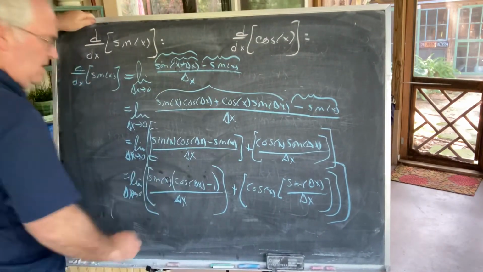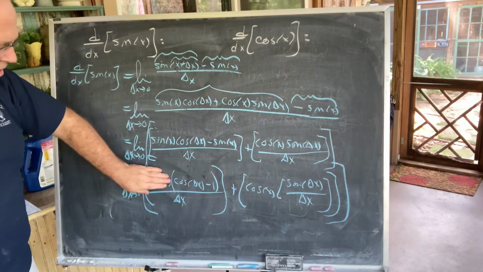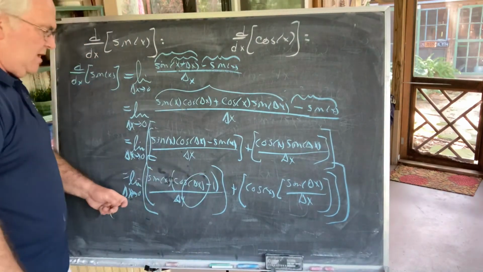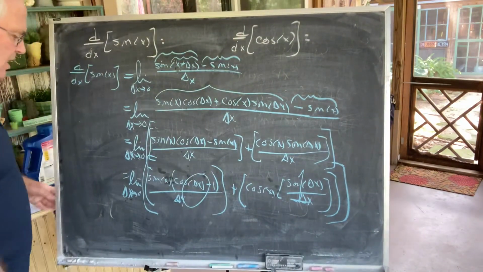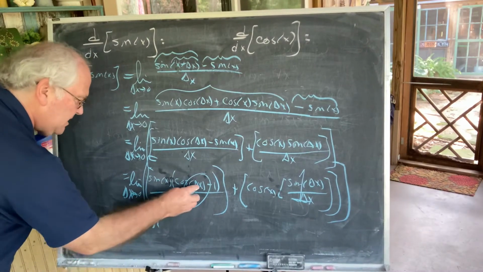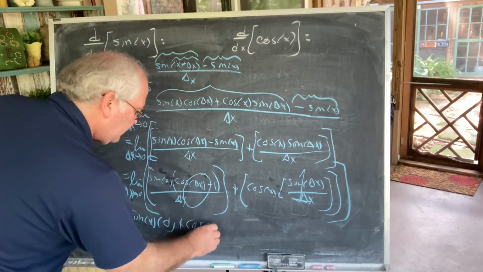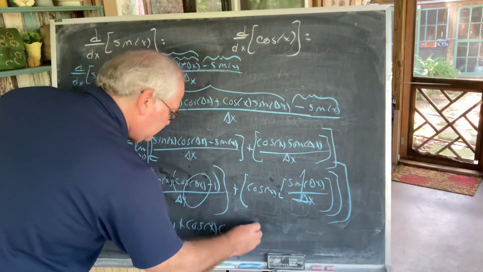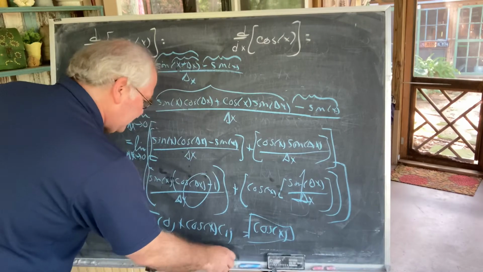So we have this large expression here. But now as delta x goes to 0, that's a special limit. That limit goes to 0. As delta x goes to 0, that's our special limit. That limit goes to 1. And so what we're left with here is sine of x times 0 plus cosine of x times 1, which is to say that's equal to cosine of x. And that is our final result.